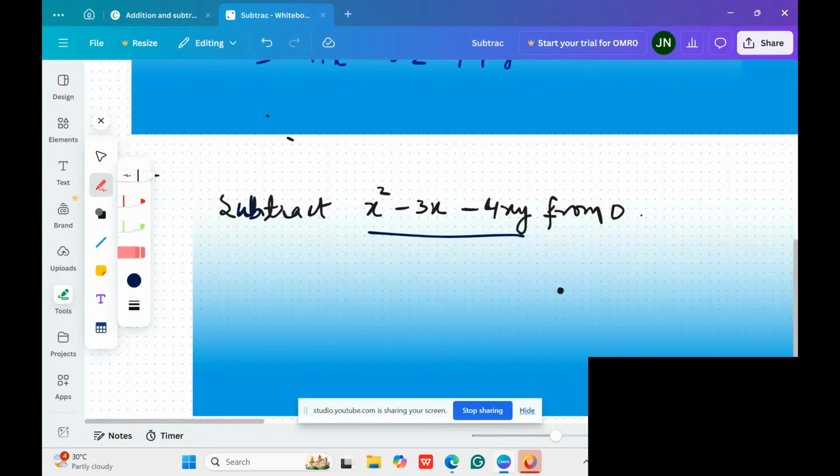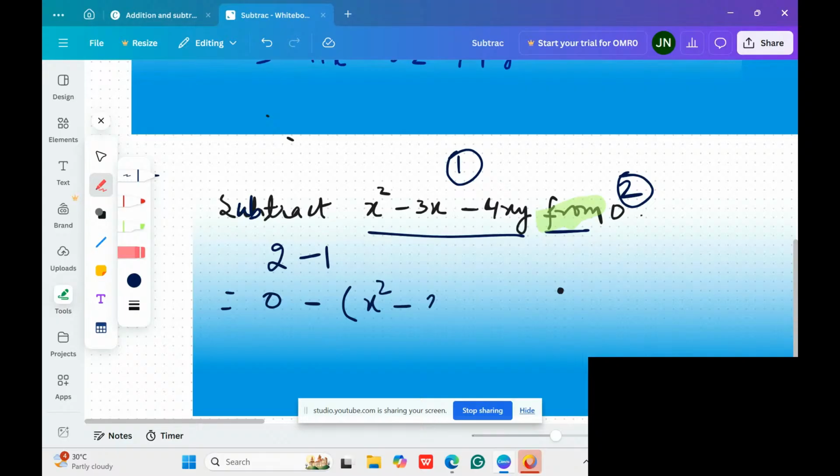All right, I believe you must have started. Again, the same thing when it comes to from. Whenever the word from is given, remember that what comes after from, that is your number 2. This is number 1. We will do 2 minus 1. So it will be 0 minus x square minus 3x minus 4xy. You do not need to write zero. Zero नहीं लिखेंगे, ठीक है बच्चे, zero नहीं लिखते हैं.